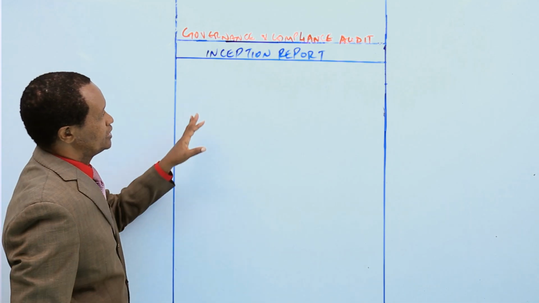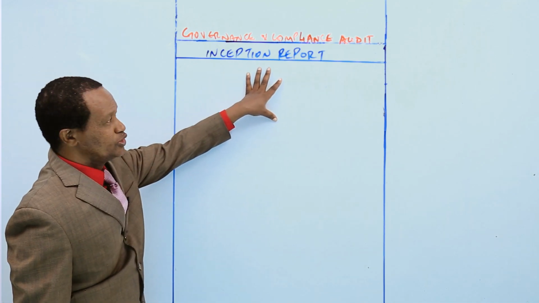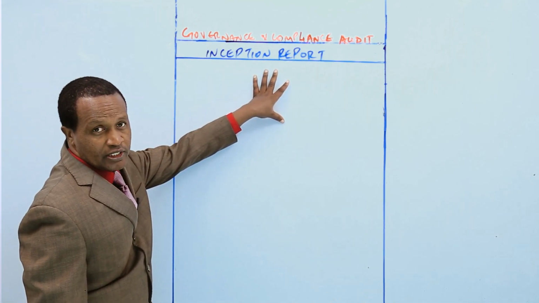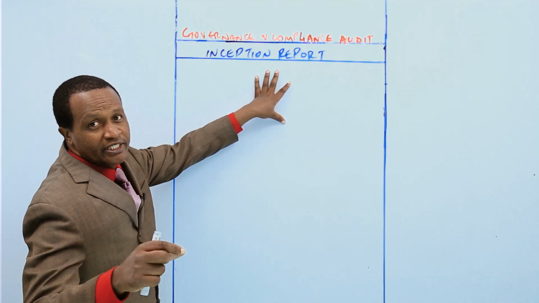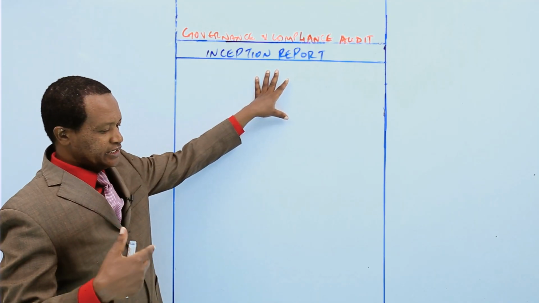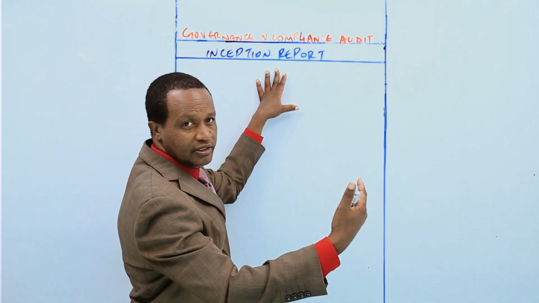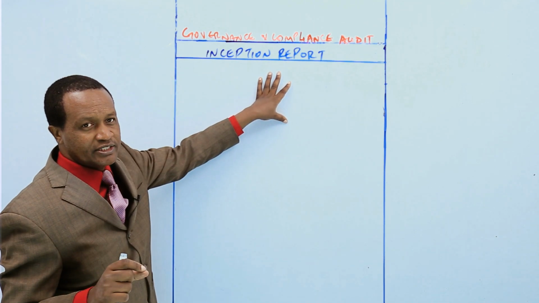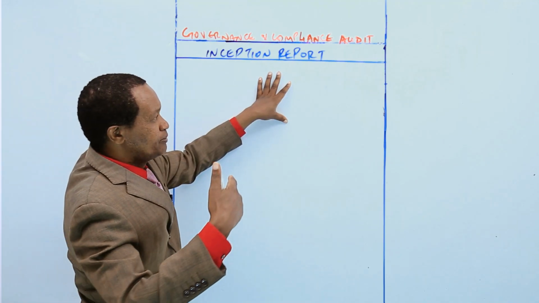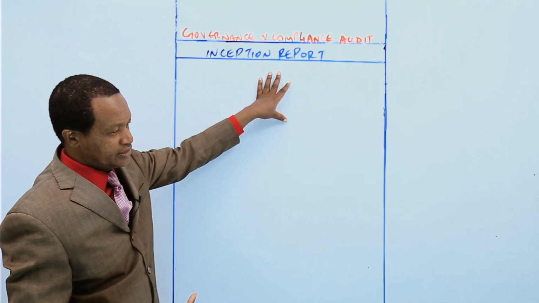So firstly, let's define an Inception report. An Inception report is a preliminary document that is submitted by the auditor shortly after the formal engagement has commenced, but before substantive fieldwork begins.